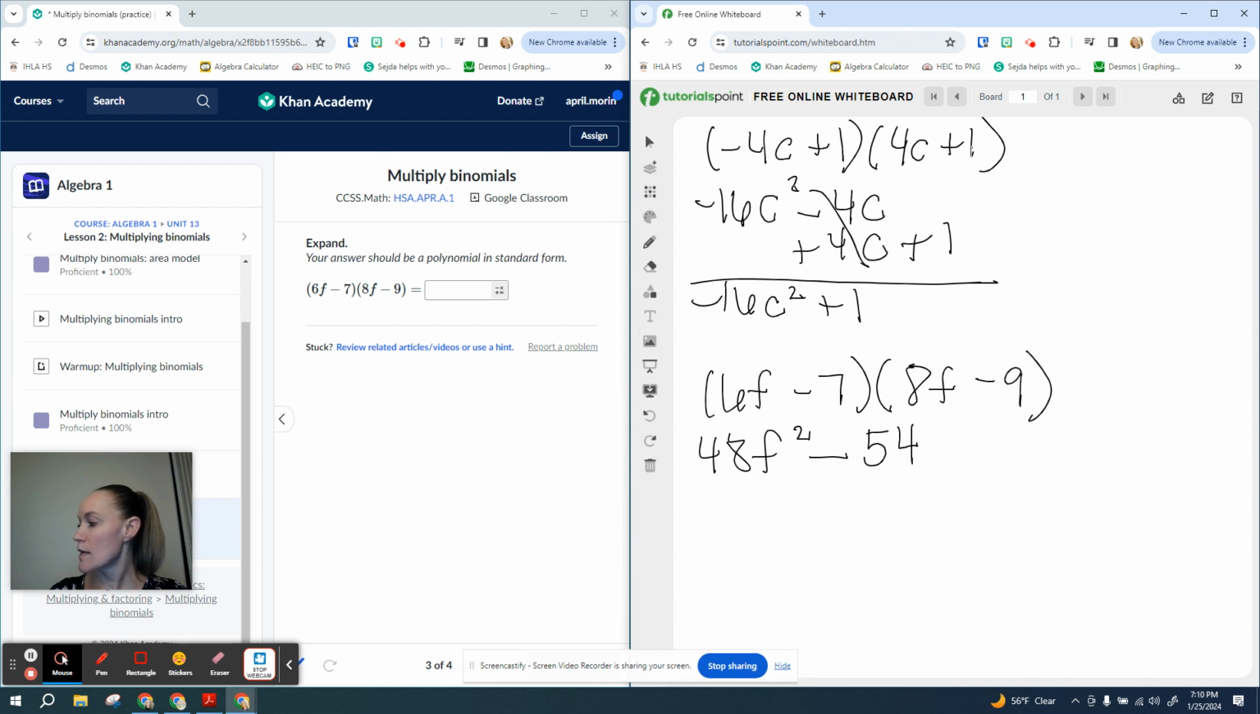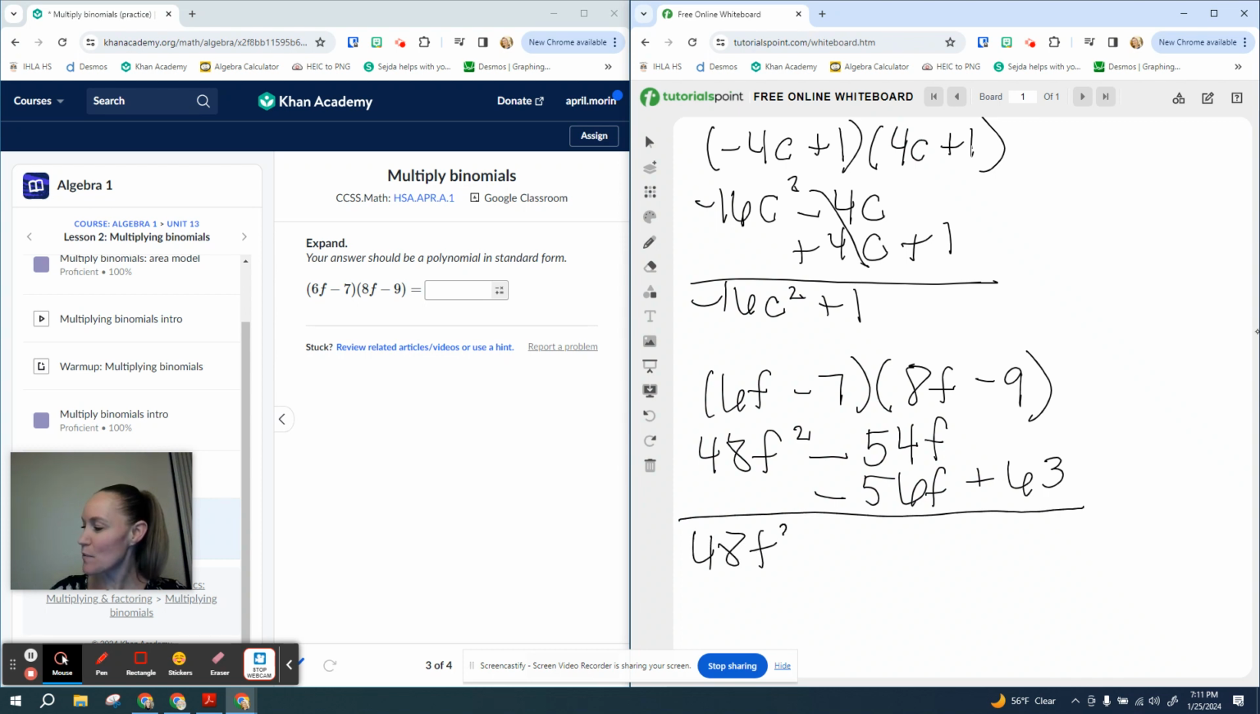And then 54f. Don't forget your f. Negative times a positive is a negative. Negative 7 times 8 is 56, right? Am I right there? I think so. Negative times a negative is a positive. And then I have 7 times 9, which is 63. Okay.